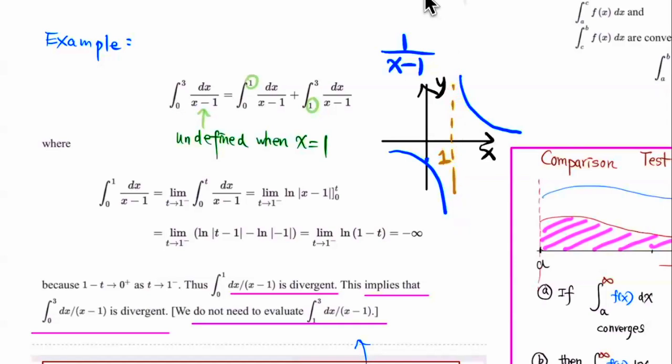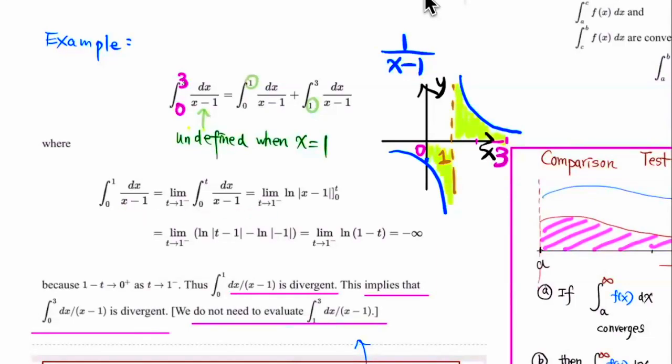So this integral from 0 to 3, here is 0, here is 3, will correspond to this right here. That is an improper integral. We have an infinite discontinuity between 0 and 3. So it's improper. It's kind of not that obvious.